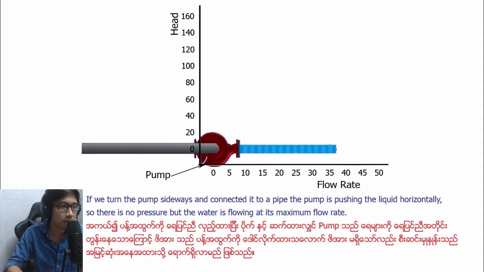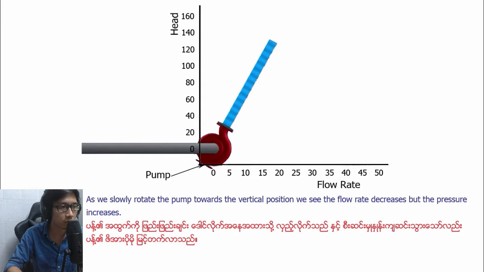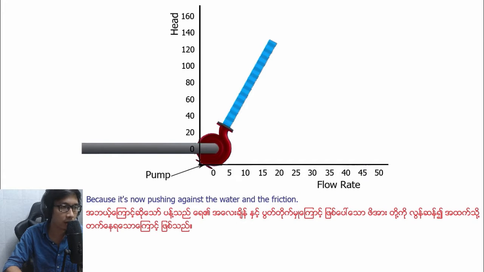If we turn the pump sideways and connect it to a pipe, the pump is pushing the liquid horizontally, so there is no pressure, but the water is flowing at its maximum flow rate. As we slowly rotate the pump toward the vertical position, we see the flow rate decrease, but the pressure increase, because it is now pushing against the water and the friction.